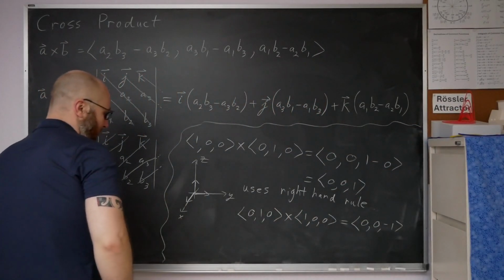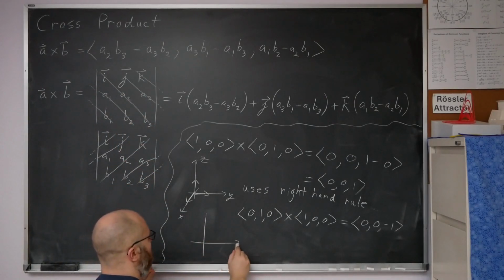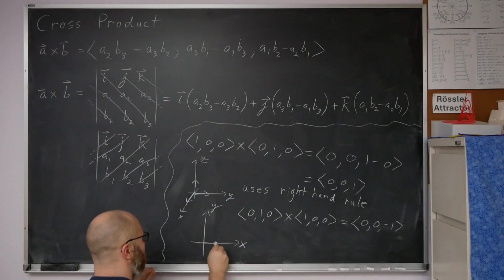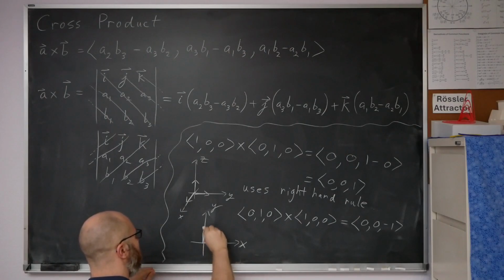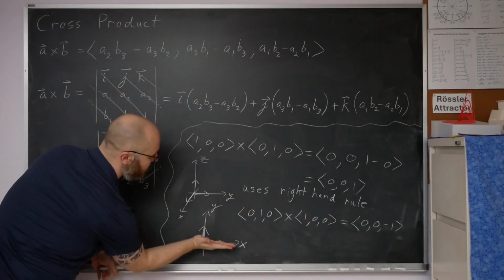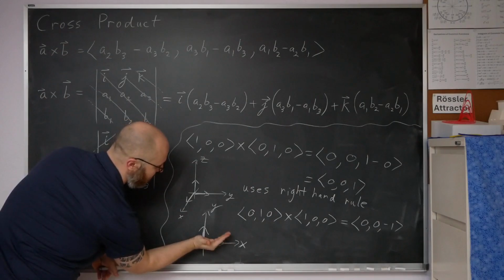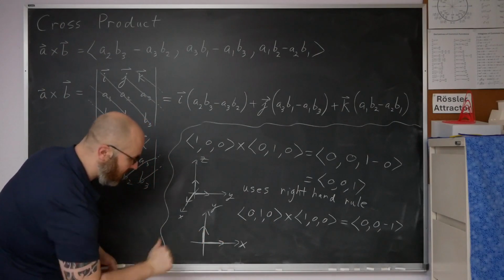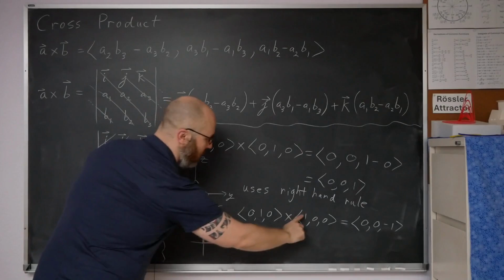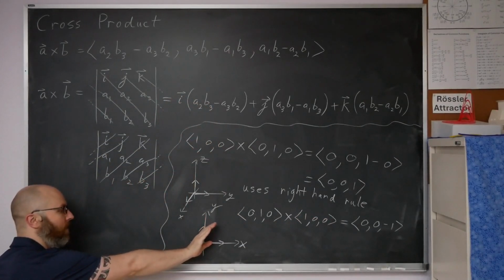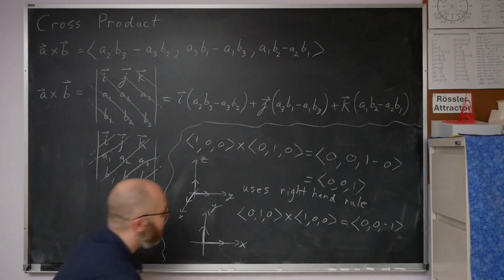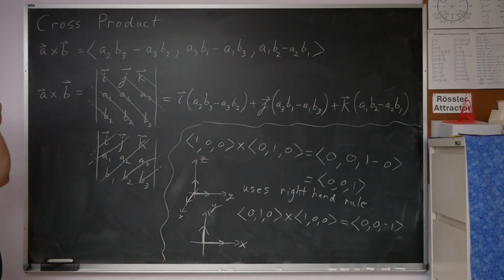If I were to have x, y, and then z is going this way, positive z, I have one vector there, one vector there. If I do 1, 0, 0 cross 0, 1, 0, then right-hand rule, I'm going in the positive z direction. But if I were to cross 0, 1, 0, so the upward one, cross 1, 0, 0, so I'd go like this, then my thumb is going to point into the board. It's going to be the negative z direction. So it follows the right-hand rule.